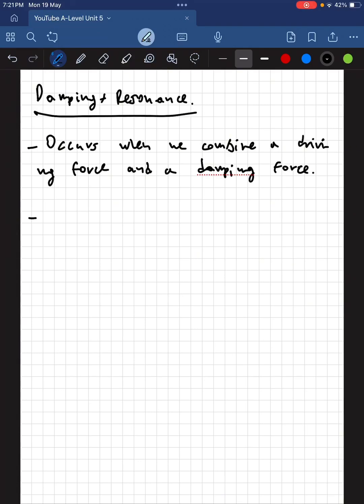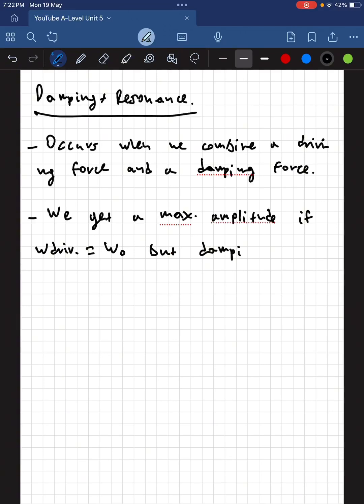So we still get the maximum amplitude if the driving force angular frequency is equal to the natural frequency, but damping moves the maximum to lower frequencies. So let me write it down and I'm going to explain. So we get a maximum amplitude if the angular frequency of the driving force is equal to the natural frequency, but damping moves the maximum to lower frequencies.